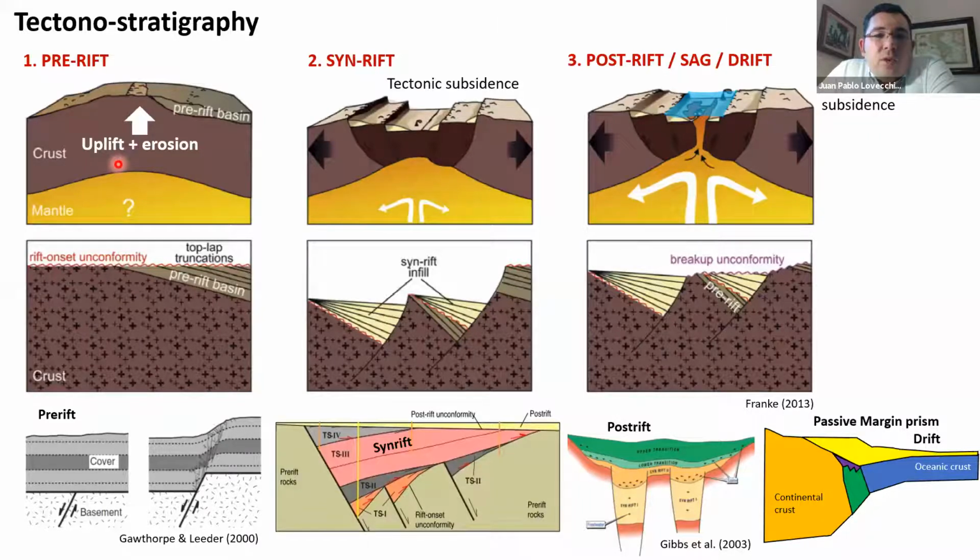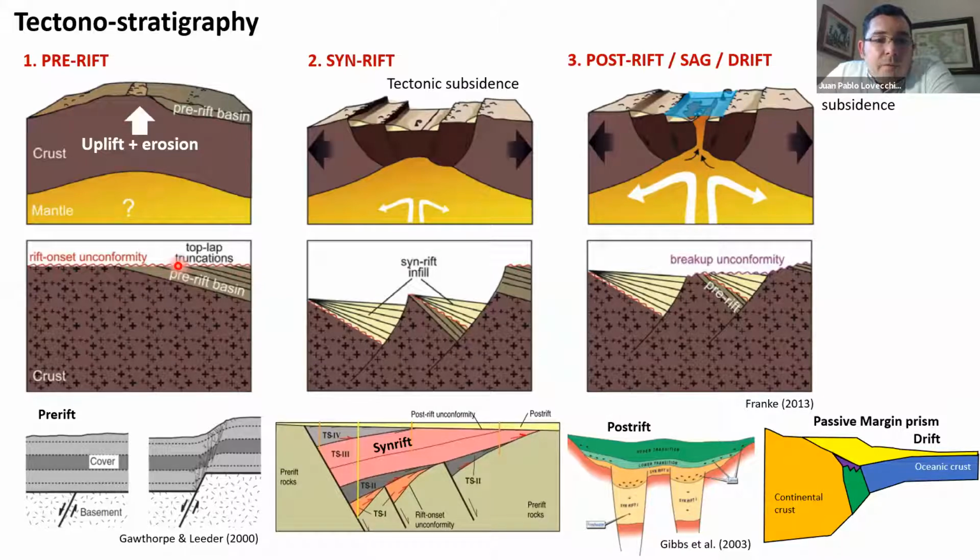In terms of the stratigraphy of the strata that can be found in rift basins, we can classify them in these three large groups, starting with the pre-rift, which is all the strata deposited before the onset of rifting. These strata tend to be parallel and to be truncated by an erosive unconformity that, in the case of rifting, we call the rift onset unconformity, which is the base of the sediments that will be deposited during the rifting.